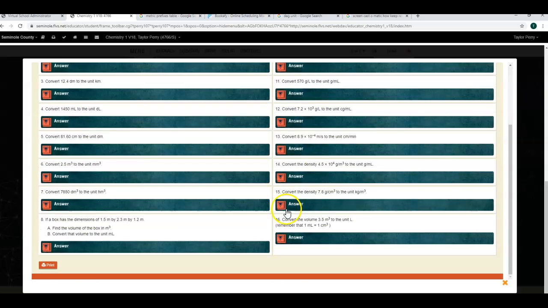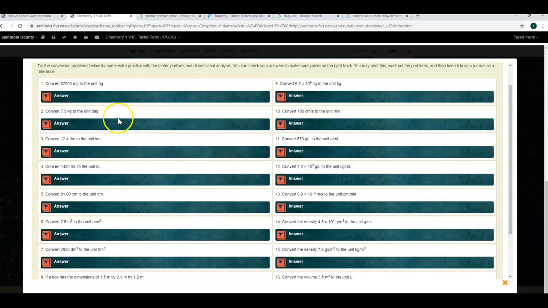Ooh, there are 16 questions. I don't want to do 16 questions. Maybe we'll just do 8 and we'll do evens. Yeah, let's try that. Okay, so let's look at number 2 here. It says convert 7.3 kilograms to the unit dag. Now that's not actually dag, that's I believe decagrams. So we're starting with kilograms, we need to convert it to decagrams.